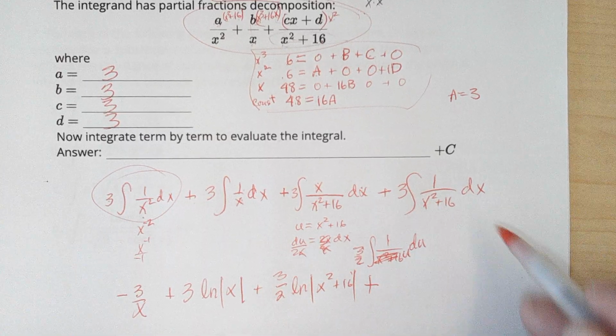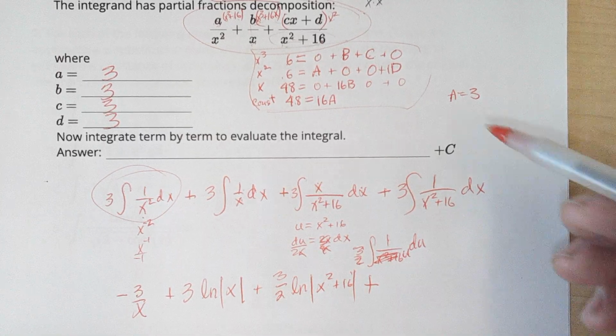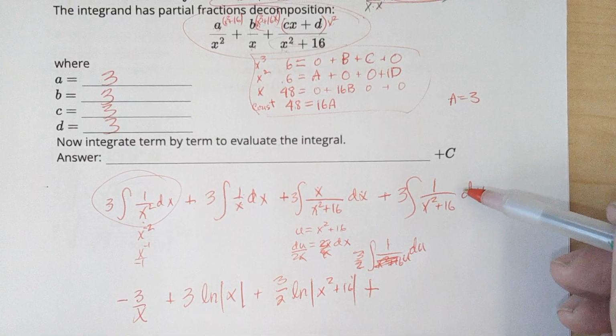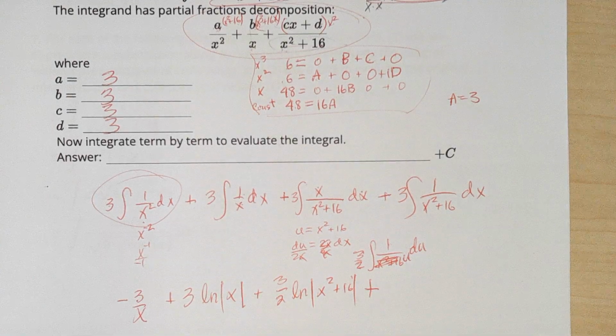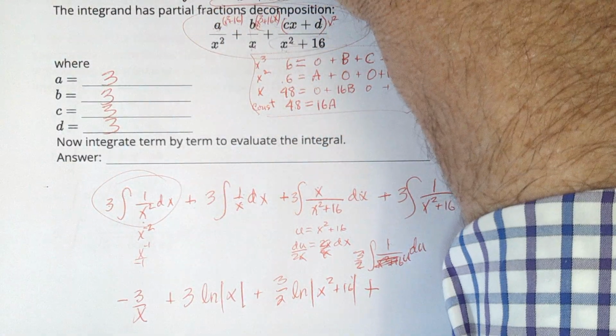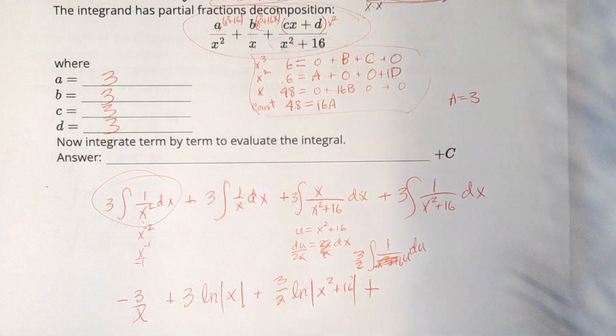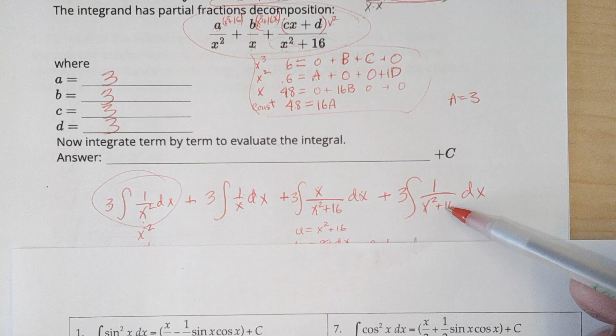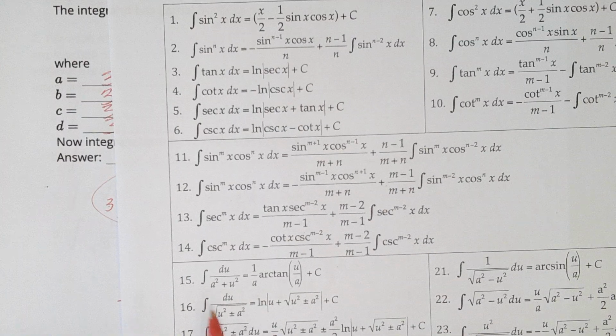Plus the last one. Now, if it was x squared plus 1, it'd be arctangent. And it's close to arctangent. We need to look at our formula page here. So we'll pull one of those out, see if we have a formula for that. So we got x squared plus 4 squared. 1 over x squared plus 4 squared. So a is 4 and u is x.